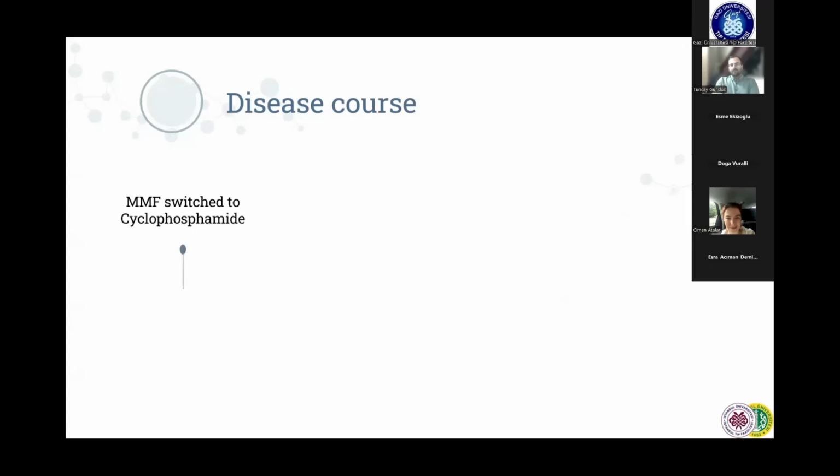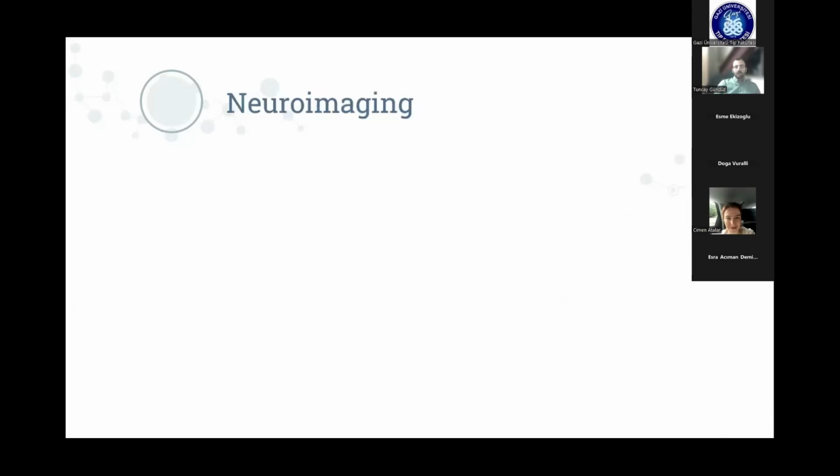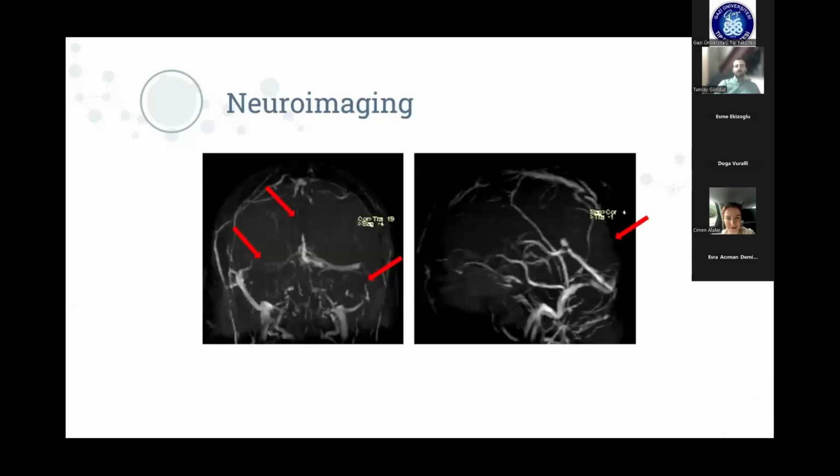So we switched back to cyclophosphamide for 6 months, but after those 6 months, he developed impaired vision under cyclophosphamide treatment, which is very unlikely. His visual acuity was 0.5 in the right eye and 0.4 in the left eye, and the CSF opening pressure was higher, at about 35 centimeters. We redid the imaging, which showed there was no recanalization in those thrombotic sinuses.